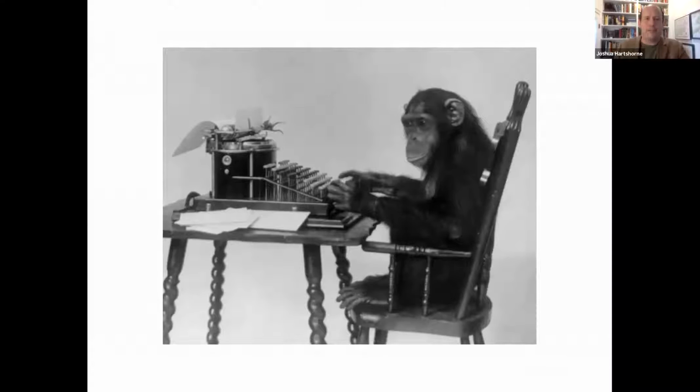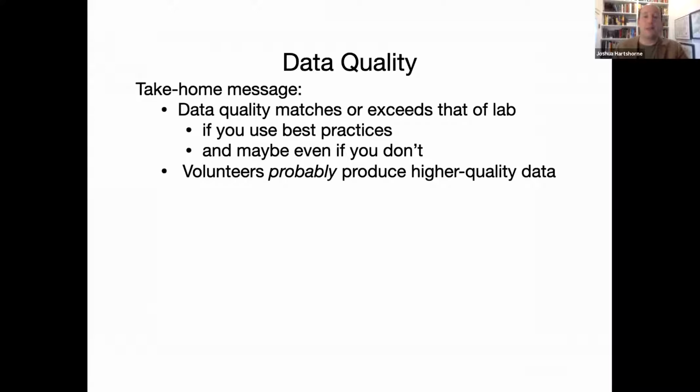But there's been a ton, this is obviously something lots of people have worried about, and I'm not going to go into the research because there's a ton of it at this point. The take-home message from all of it is that data quality matches or exceeds that of in the lab if you use best practices, and maybe even if you don't. By best practices, I mean having things like catch trials and manipulation checks and the things that you probably should do in the laboratory anyway. And this is particularly true if you're using volunteer subjects.